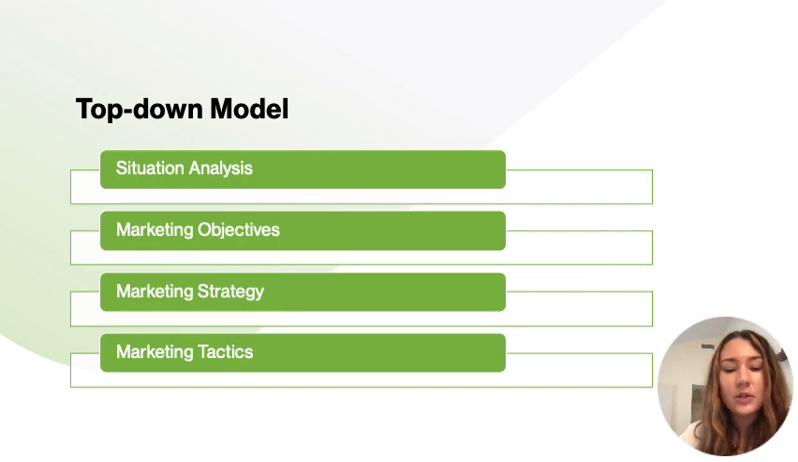Starting at the top, we have situation analysis, and this is all about understanding the factual history of your company. In this phase, you're going to want to understand what decisions were made and how those decisions resulted in your company being in the position it's in today. Once you have that information, you can move down to marketing objectives, which is all about understanding the competitive landscape, having knowledge about the industry you're competing in, and also having an understanding of how much money you can reasonably invest in marketing.